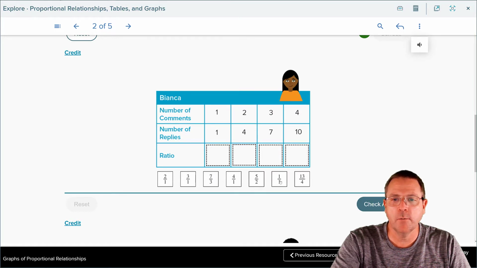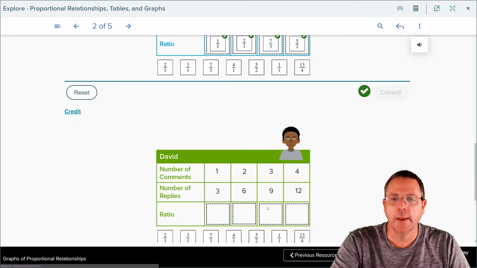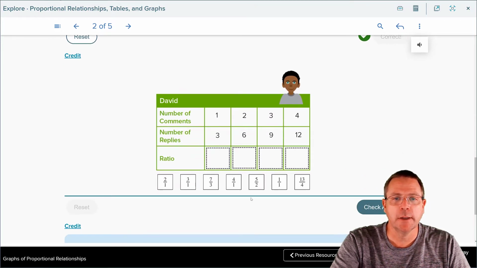Next, we've got to look at Bianca. Bianca has a 1 to 1 to start with. 4 to 2 becomes 2 over 1. 7 over 3 is in simplest terms. And 10 over 4 becomes 5 over 2. Check that one. And finally, David is going to become a 3 over 1.